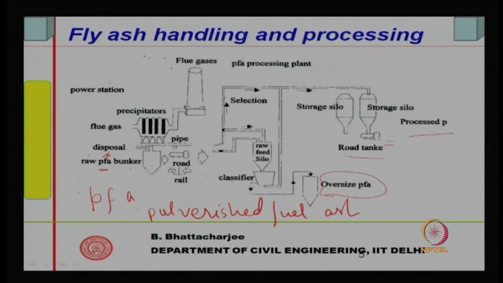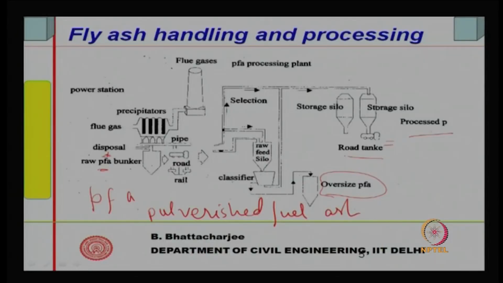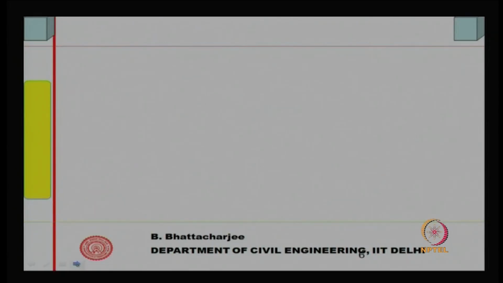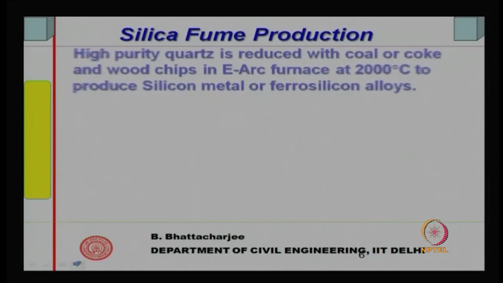So, you can process the fly ash somewhat. Whatever fly ash you get from the chimney electrostatic precipitators can be directly stored somewhere in silos, or they can be passed to a classifier where the large oversized ones are separated out, fine ones are handled separately, stored possibly in a silo, and then of course transported by road or rail or whatever is required. So, this is how fly ash is produced and handled.